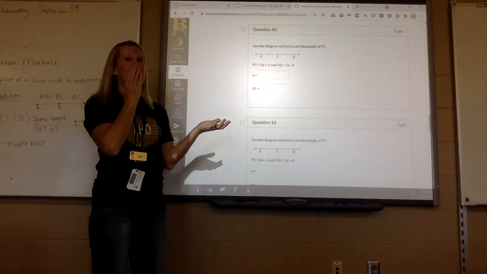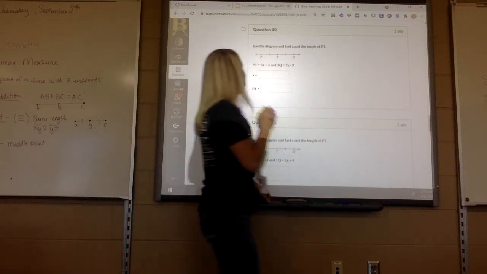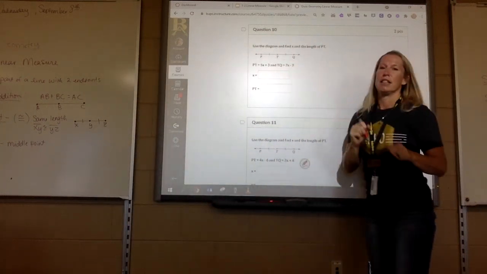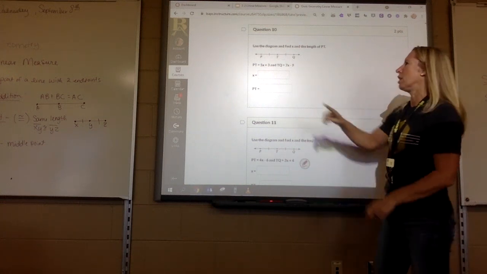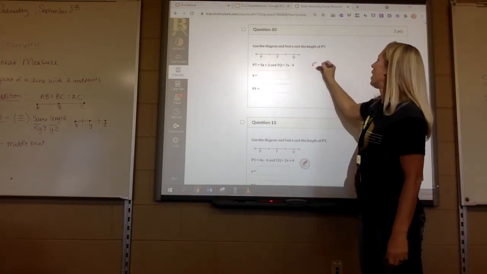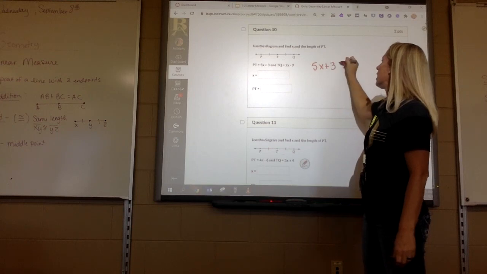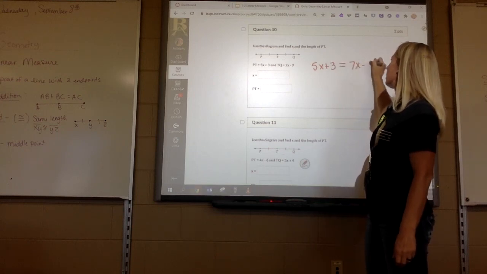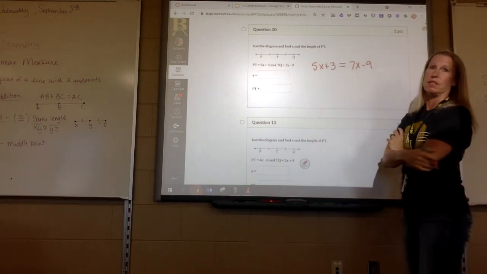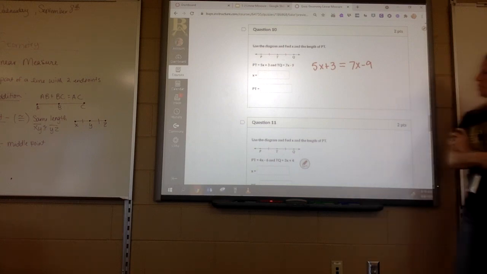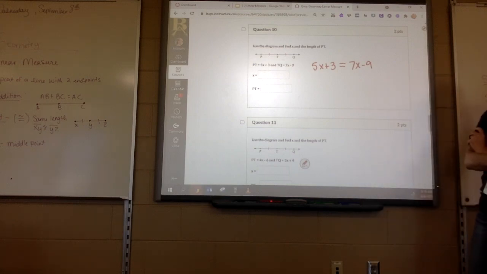Starting with number 10, do you see the slashy marks? That means those pieces equal each other. So you would put 5x plus 3 equals 7x minus 9, and you have to solve. So you will put them equal to each other to solve.